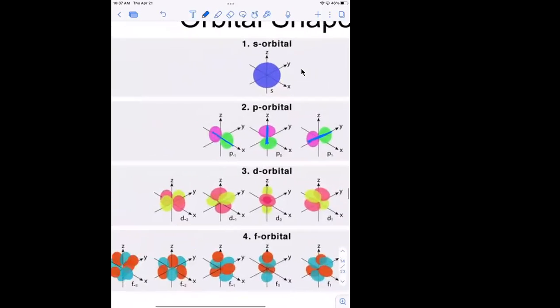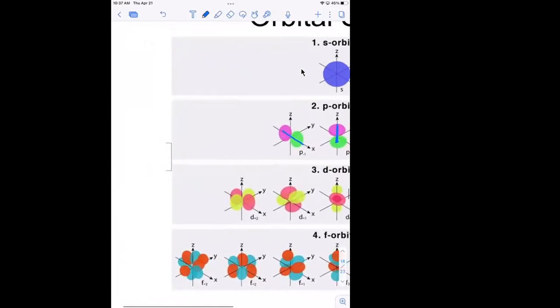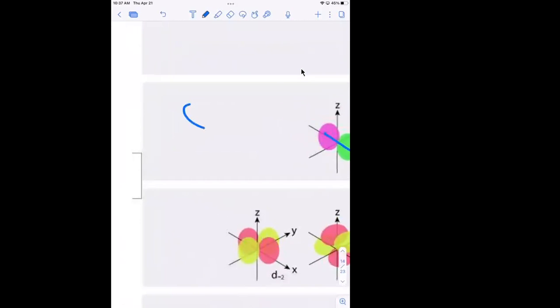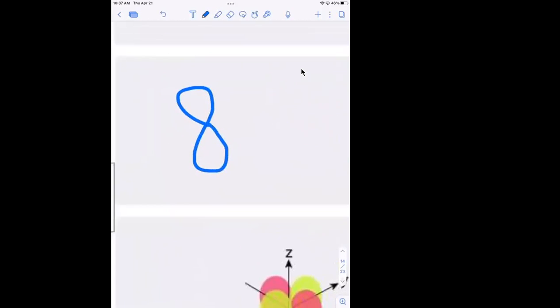So that lobe, let me give you a little bit more insight on the P orbital. The P orbital is shaped like what we call a dumbbell. And depending on what axis it's on, it's going to have a positive side and a negative side. I'm just prepping you for organic, by the way, because that's what I teach. So I'm always going to talk a little bit more about that part.